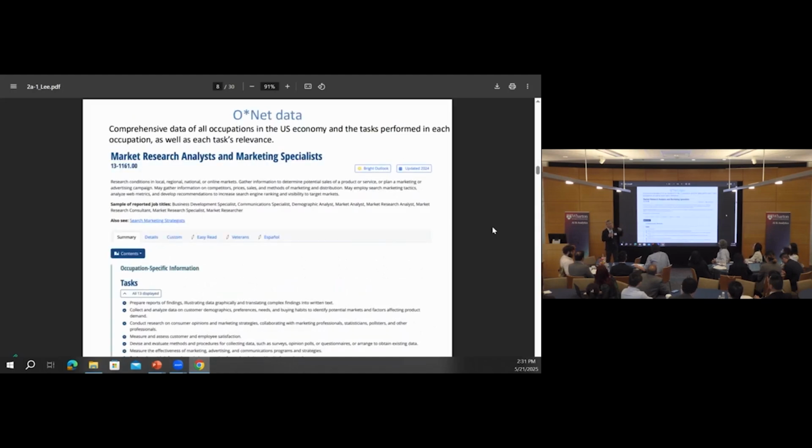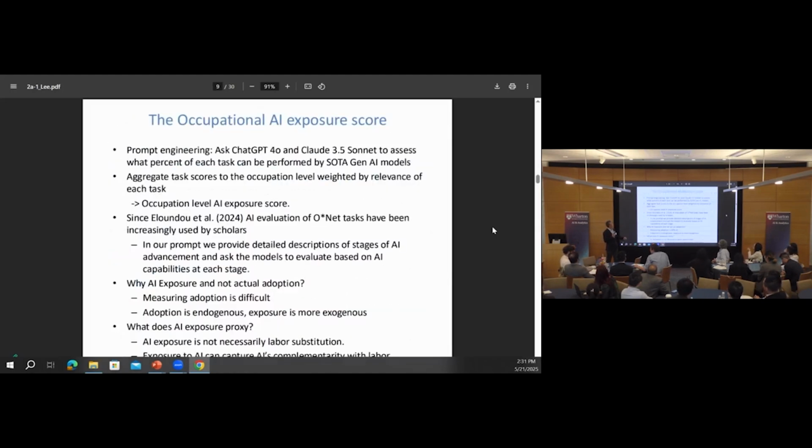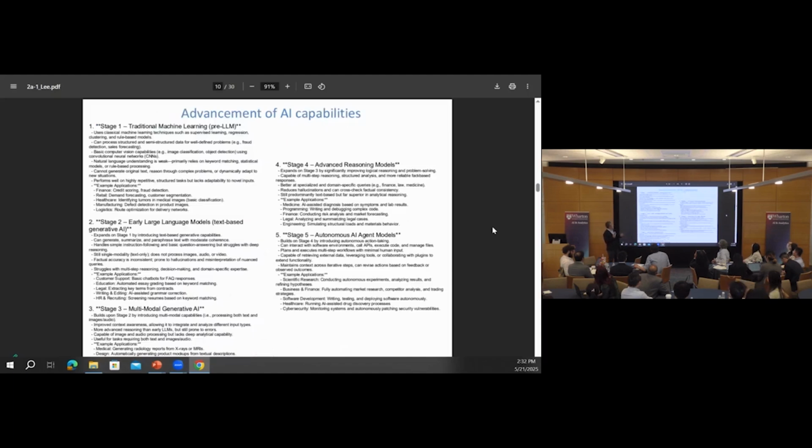I won't go over O*NET. The occupational exposure score is, like I mentioned, going to use prompt engineering. I'm not sure if you can actually see this, but basically stage 1 is traditional machine learning. Stage 2 is when ChatGPT was released, early-stage large language models. Stage 3 is multimodal generative AI, when we're using ChatGPT as a benchmark.